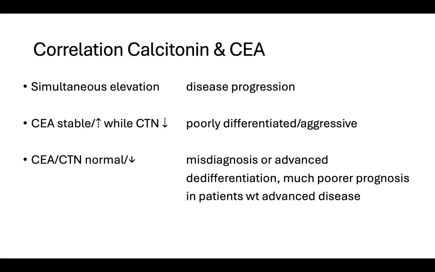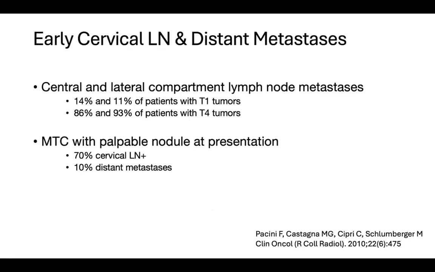Correlation, I have actually mentioned just now. So when the CEA is stable, but the calcitonin is decreasing, it shows actually there is probably more aggressive or poorly differentiated part of the MTC. Now, early cervical lymph node and distant metastasis. I mentioned that they actually present early with that, and actually they have metastasis in 70% of cervical lymph nodes if you have palpable thyroid nodule when you diagnose the MTC.